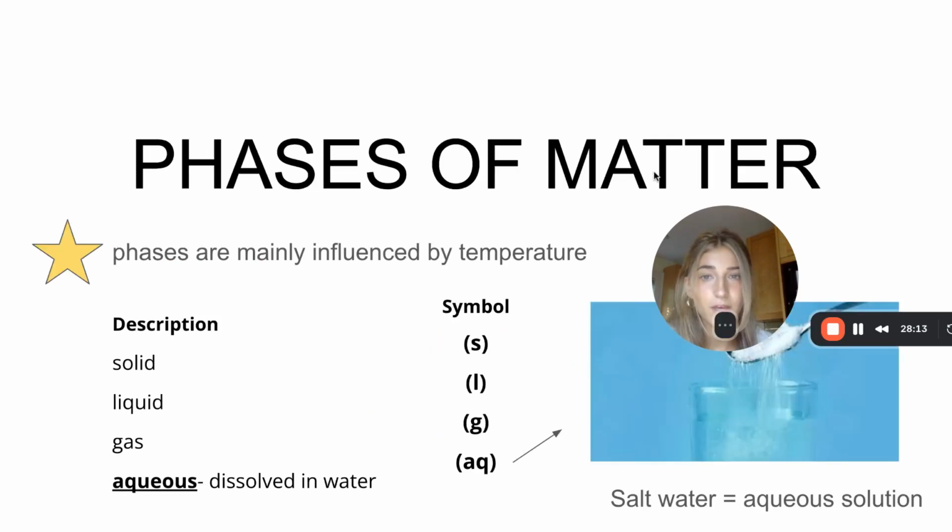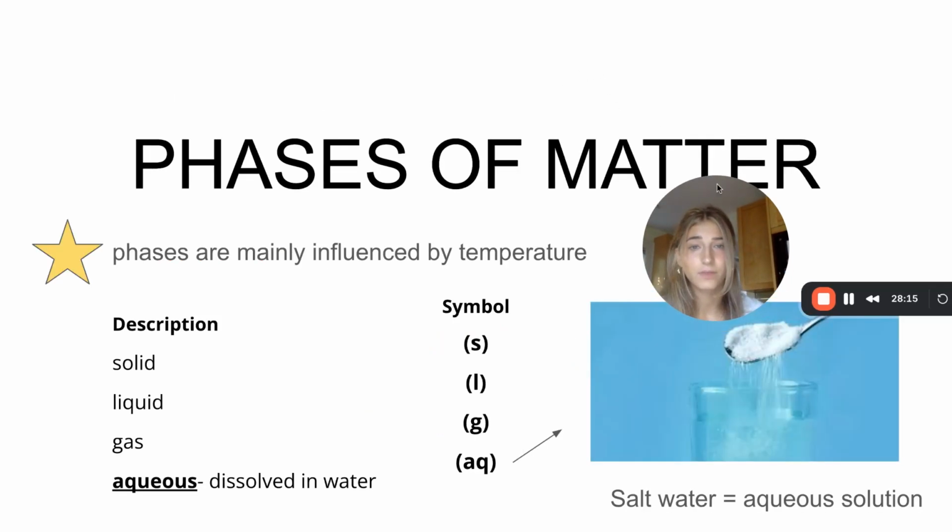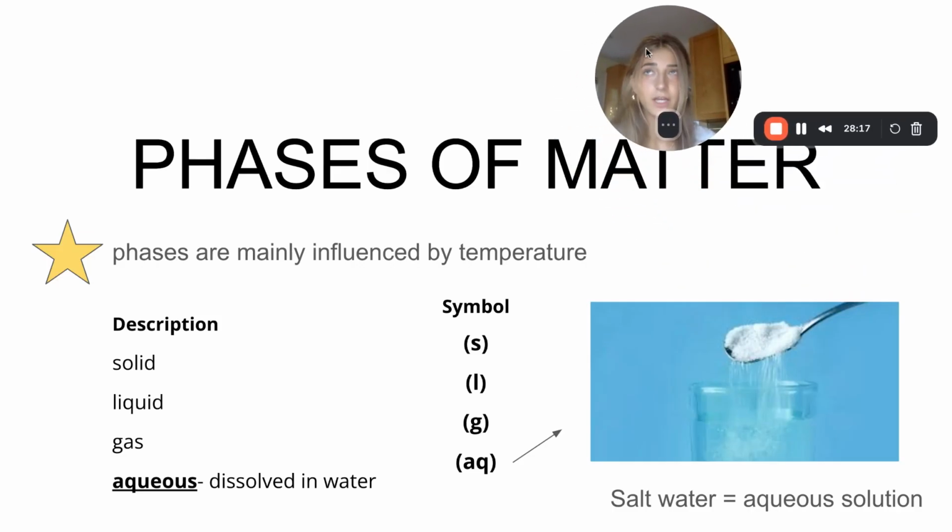Okay, so phases of matter, you do need to include these when you're writing a chemical formula. So you have solid, liquid, gas. I don't really think I need to explain that. And the new one would be aqueous, which means dissolved in water. A good example of that is salt water. It's an aqueous solution. Salt is dissolved in water. For that, the symbol is just AQ, and you add this to the end of the formula.